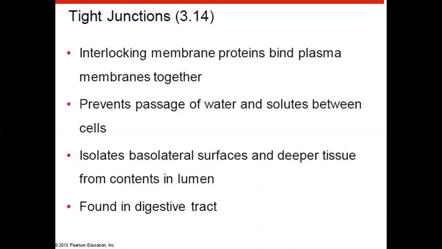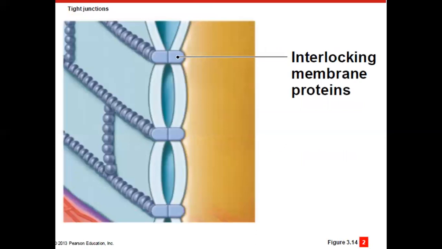And you can find these tight junctions in the digestive tract specifically. If you think about it, you're eating food and drinking liquid from your environment that could have some bad stuff in it. You don't want that bad stuff to seep through the epithelial tissue into the underlying tissues. So these tight junctions prevent that from happening and keep you safe. So here's an example of two cell membranes. Here's one cell membrane and another cell membrane, and these are interlocking membrane proteins that create a tight junction.